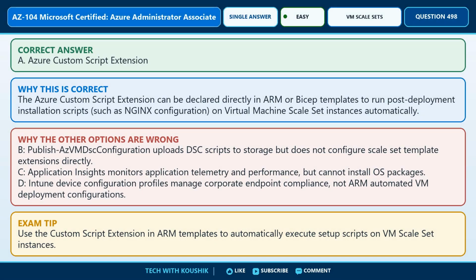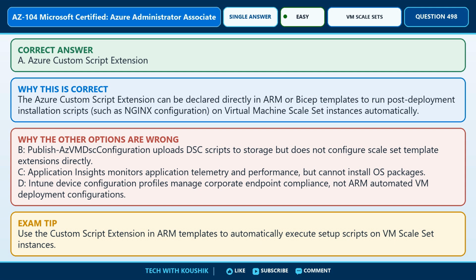The correct answer is option A, Azure Custom Script Extension. This is correct because the Azure Custom Script Extension can be declared directly in ARM or Bicep templates to run post-deployment installation scripts, such as Nginx configuration, on virtual machine scale set instances automatically.